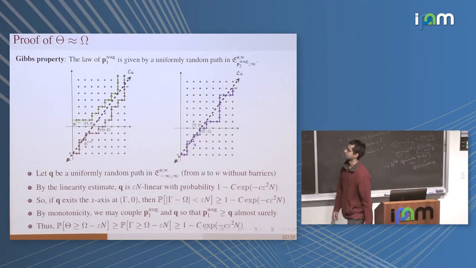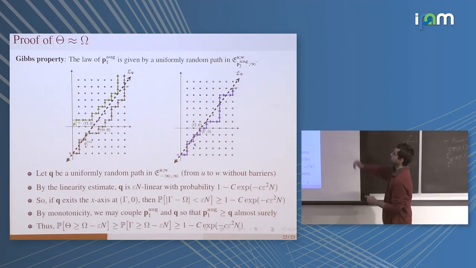Okay, so now why are we basically done now? I'm going to couple this in two ways. I'm going to get a lower bound and an upper bound on theta. In order to get the lower bound, I'm going to compare this model. Remember, the Gibbs property tells me that P1 aug is given by a uniformly random path conditioned to not go above P2 aug.